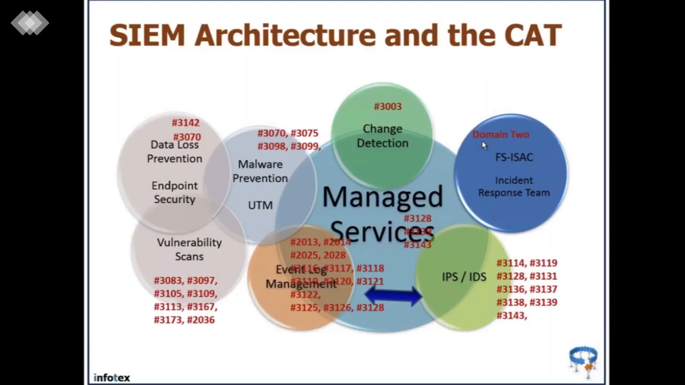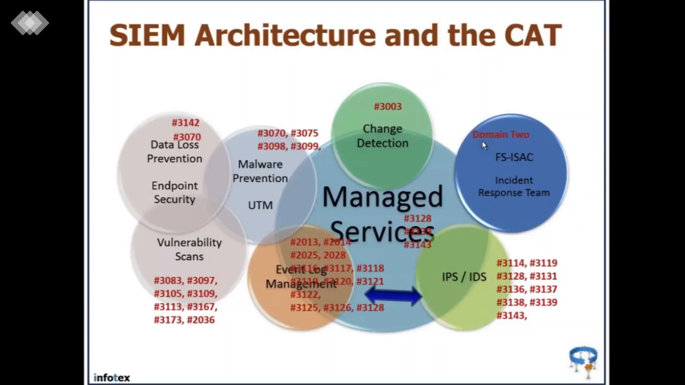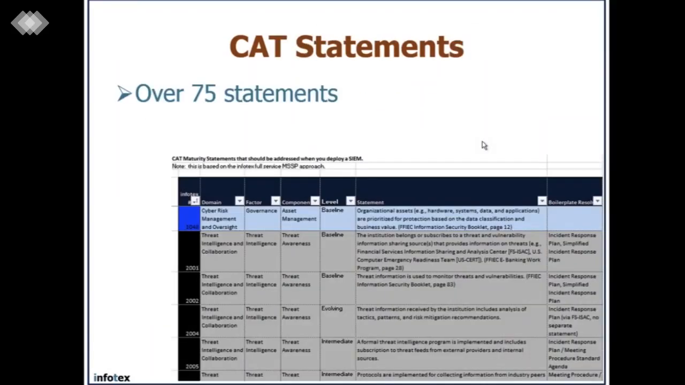And if you notice, most of those statements are pretty low in the numbers, following the 3 or the 2. The first number is the domain number. And so what that means is they're baseline statements. In other words, they're really basic to-dos. There's actually over 75 cybersecurity assessment tool statements that a SIEM will address for you, or at least assist in addressing.